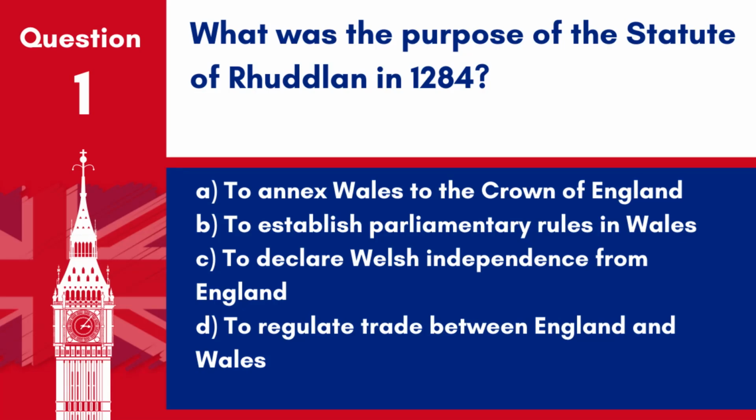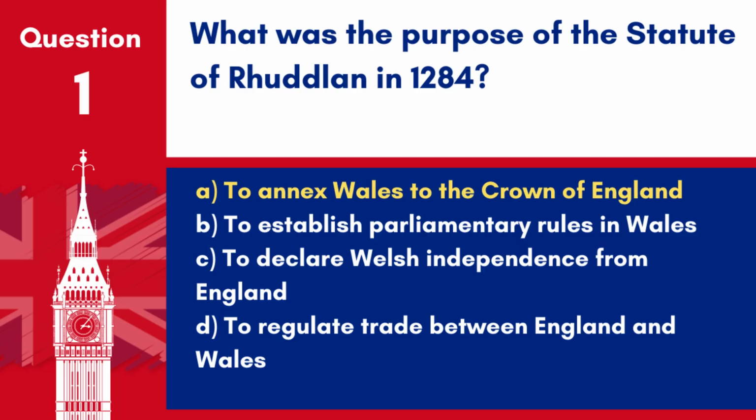Question 1. What was the purpose of the Statute of Rhuddlan in 1284? A. To annex Wales to the Crown of England. B. To establish parliamentary rules in Wales. C. To declare Welsh independence from England. D. To regulate trade between England and Wales.